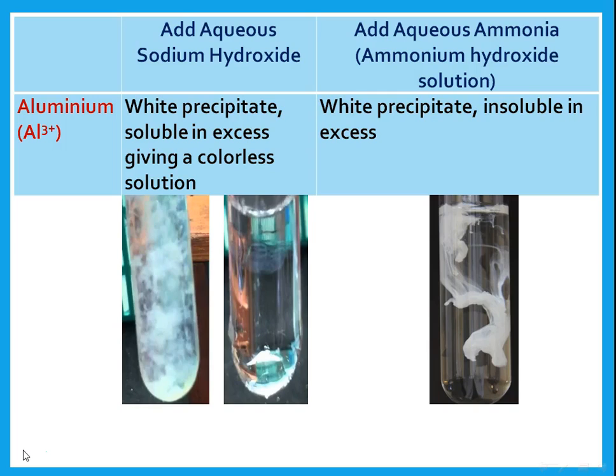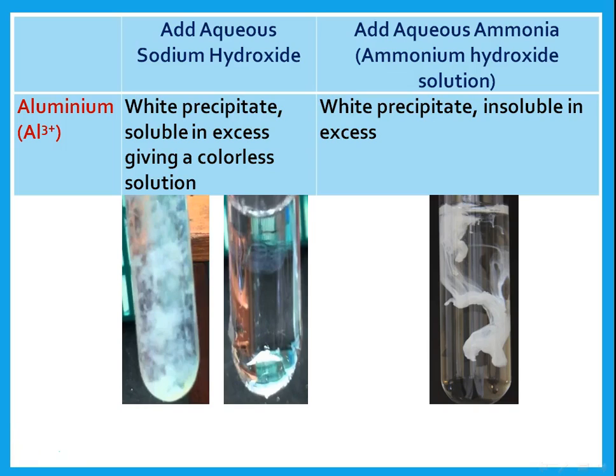Okay, I add sodium hydroxide. What happens if I add sodium hydroxide to something that has aluminium? White precipitate, soluble in excess, giving a colorless solution. What does that mean? It means that if I have in my test tube an aluminium solution, I add sodium hydroxide drop by drop. At the beginning, I will get a white precipitate. And then, if I add more and more of the sodium hydroxide, the precipitate will dissolve and I will end up with a colorless solution. So, adding aqueous sodium hydroxide to aluminium ions: white precipitate, soluble in excess, giving a colorless solution.